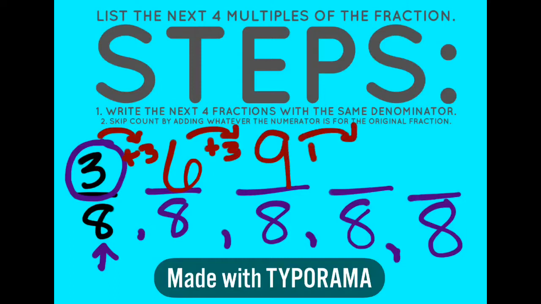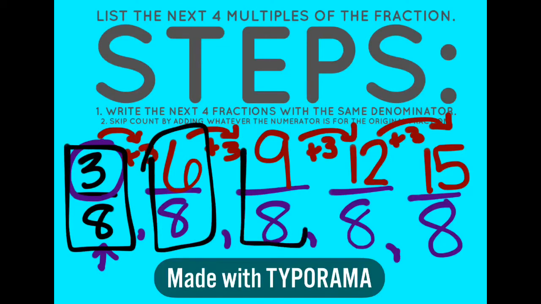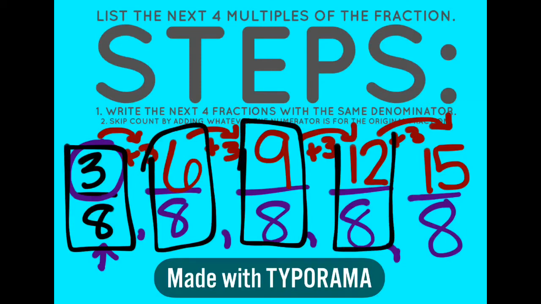Then we're going to do 9 plus 3. What's 9 plus 3? 12. Then we're going to do 12 plus 3, and that gives us 15. Now, as you can see, for these fractions right here, we have improper fractions, but that's okay because it wants us to list the next four multiples, and that's what we are doing. So the next four multiples of 3/8 are 6/8, 9/8, 12/8, and 15/8.